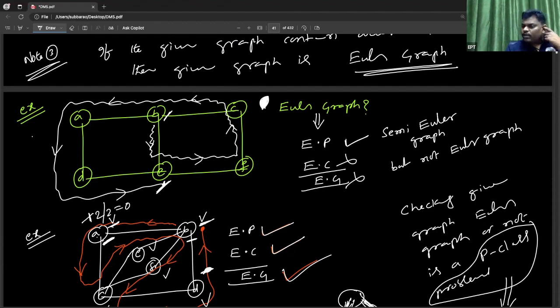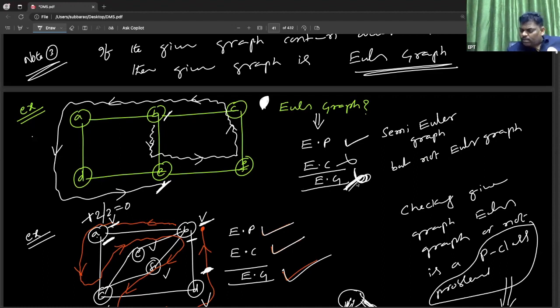In the first graph, is every vertex's degree even or not? If at all it is not even, it is not an Euler graph. Just cancel it first. Is every vertex of even degree? No. Then cancel it. It is not an Euler graph.